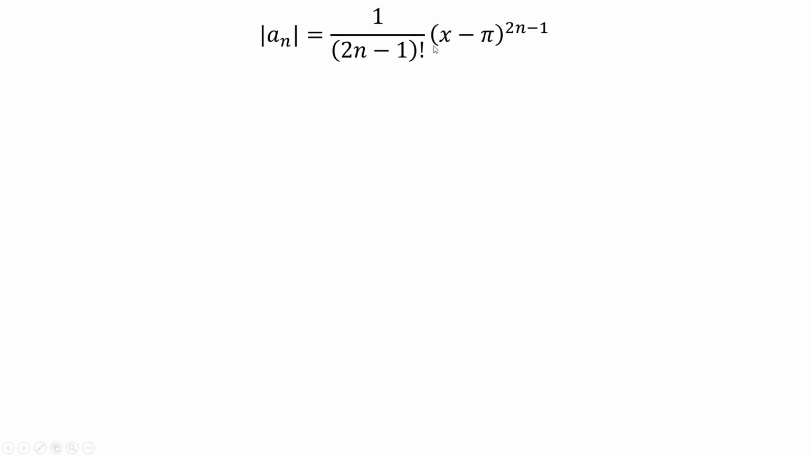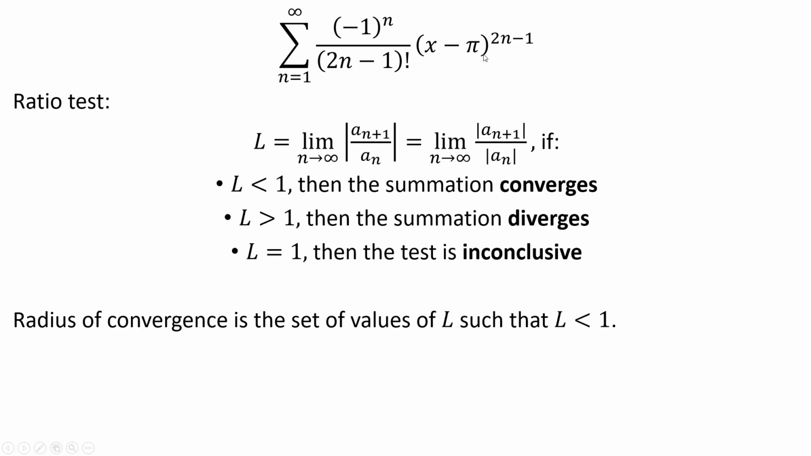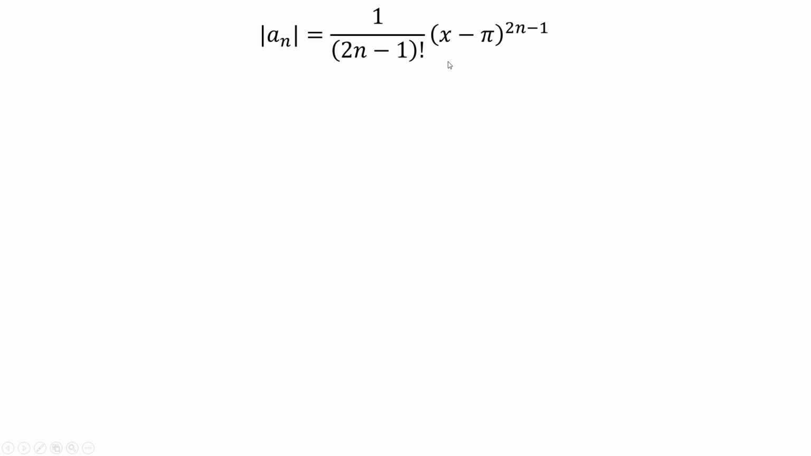And what you might say is, why haven't we changed this, right? We have x minus pi to the 2n minus 1 here, and we have x minus pi to the 2n minus 1 here.